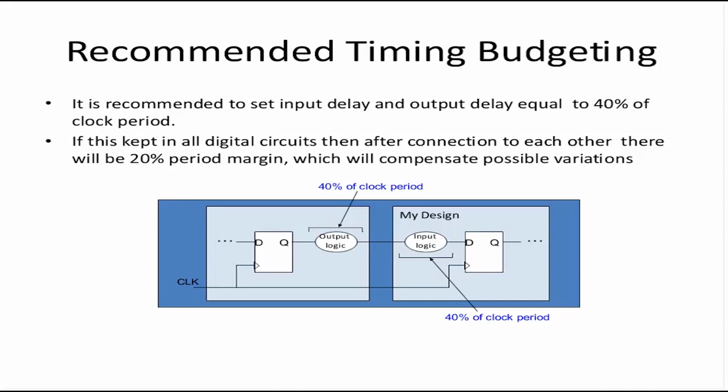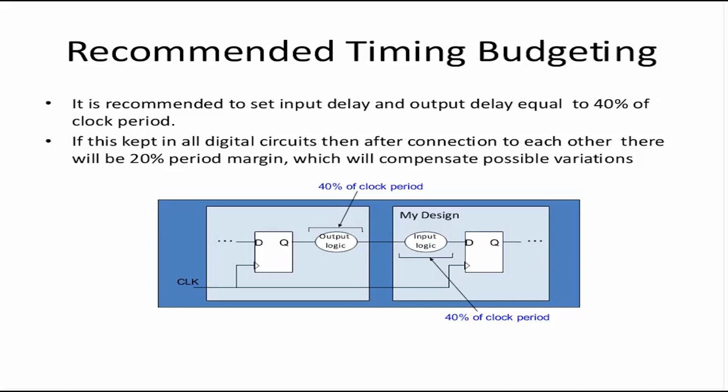Again, if we say that the output delay is equal to 40% for a 10 nanosecond period, it will amount to 4ns. Again, the remaining 6 nanoseconds is for your block. You can use it inside your block. So now let's say we set these to be 40%, and then after connecting the blocks to each other, there will be a 20% period margin.